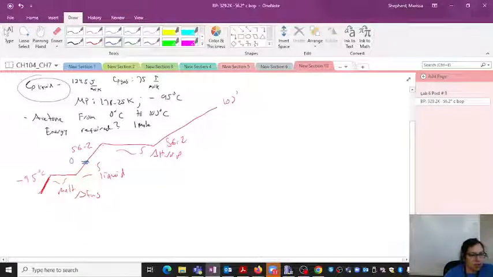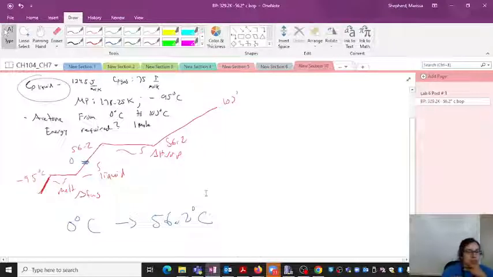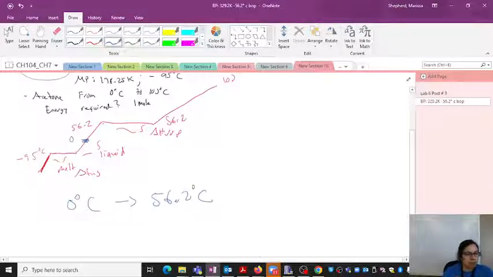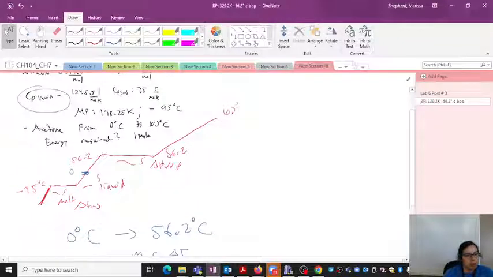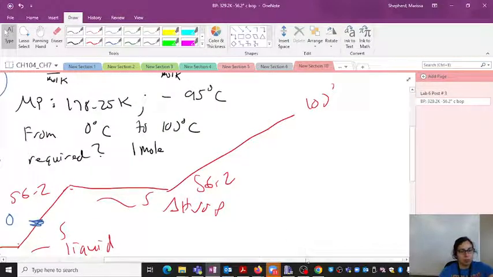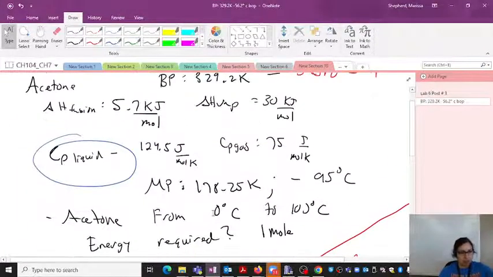Exactly. So we're at 0, and we want to go from 0 to the boiling point, so that's 56.2 degrees Celsius. And that means I need my heat capacity formula. So Q is equal to m c delta T, at least that's our standard. But in this case, I didn't mean to trick y'all. It was just, this is what the internet gave me.